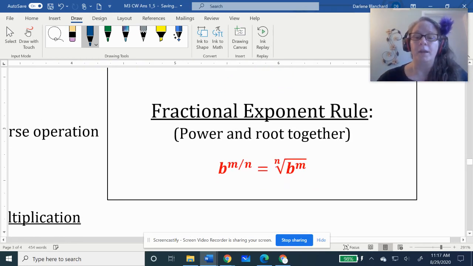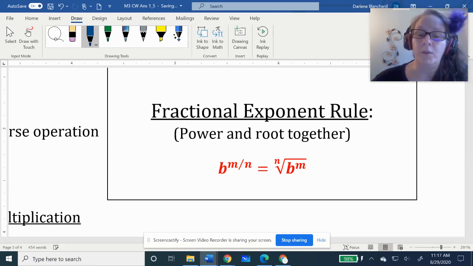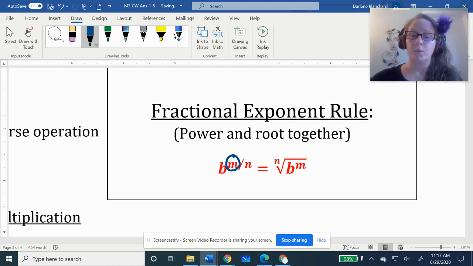If you combine having an exponent with having a root, then you end up with the numerator of that exponent is the power. And like a tree, roots are at the bottom, roots are in the denominator.